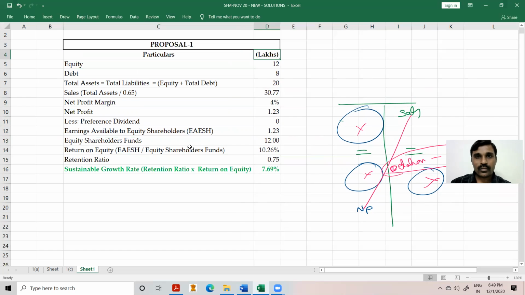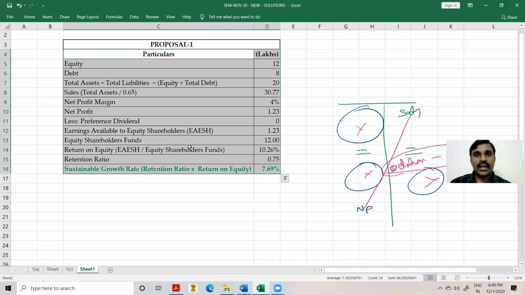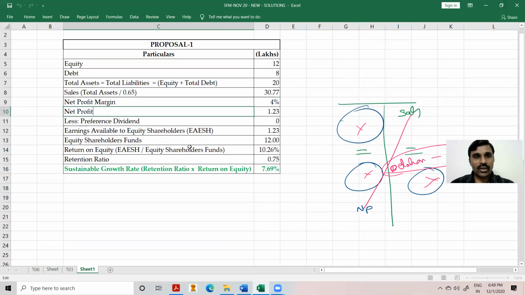Look at this equity. They have given the information. So equity they have given, and total assets is equal to total liabilities is equal to equity plus total debt. Sales is equal to total assets divided by 0.65. That also we got. And net profit margin they have given. Net profit is equal to what? Sales into net profit margin.